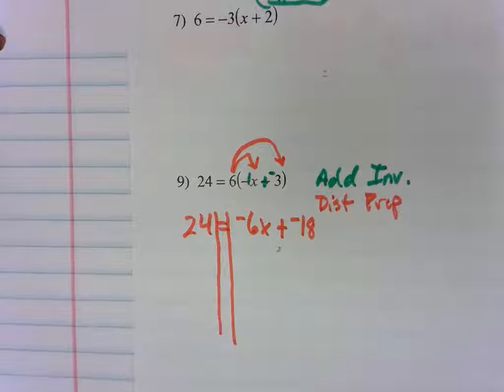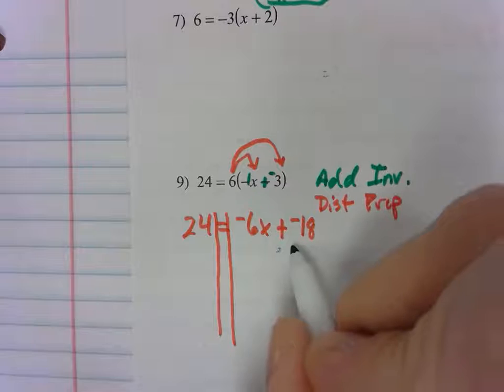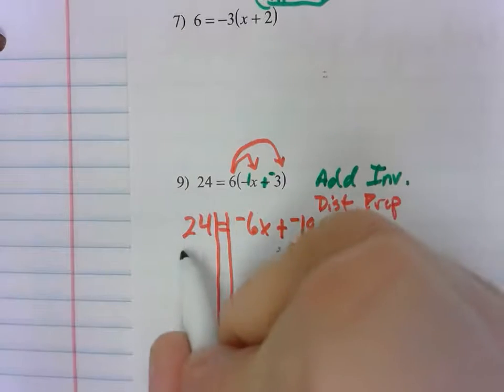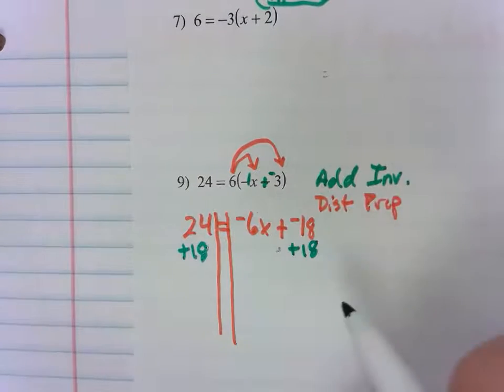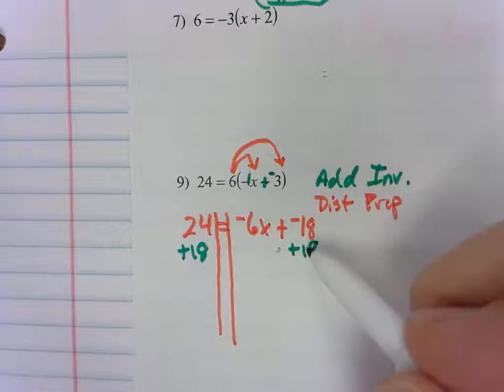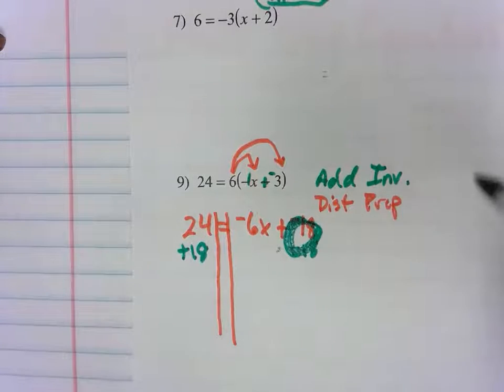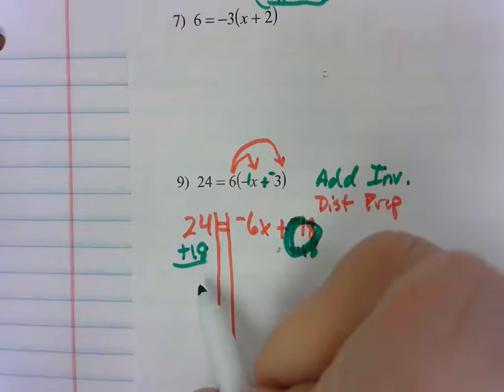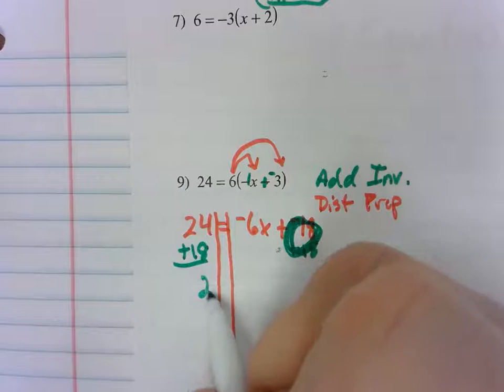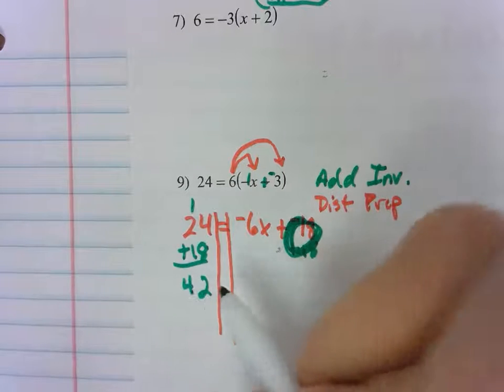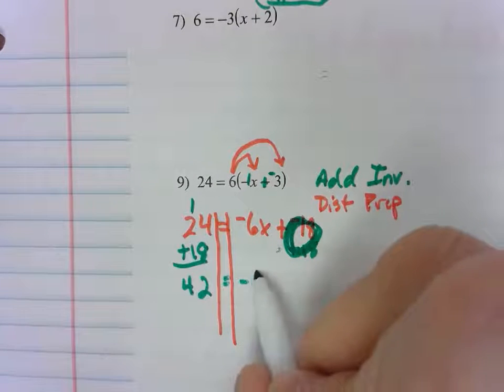Okay, so now of course again we want to get rid of the constant. So our constant here is negative 18, so I'm going to add 18 to the right, which means I have to add 18 to the left, because whatever you do on one side you have to do to the other. Those of course make a 0 pair. 24 plus 18 is 42. That's 42 equals negative 6x.